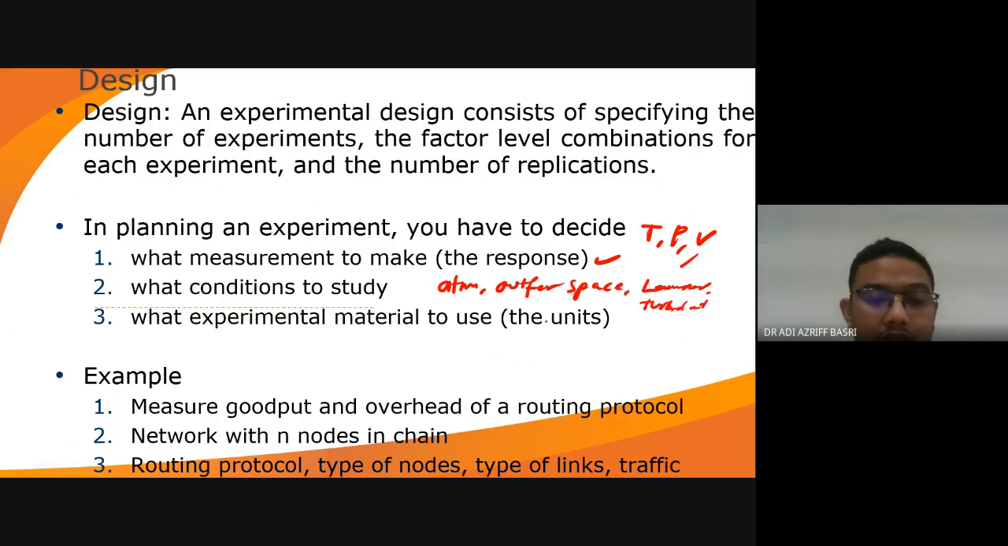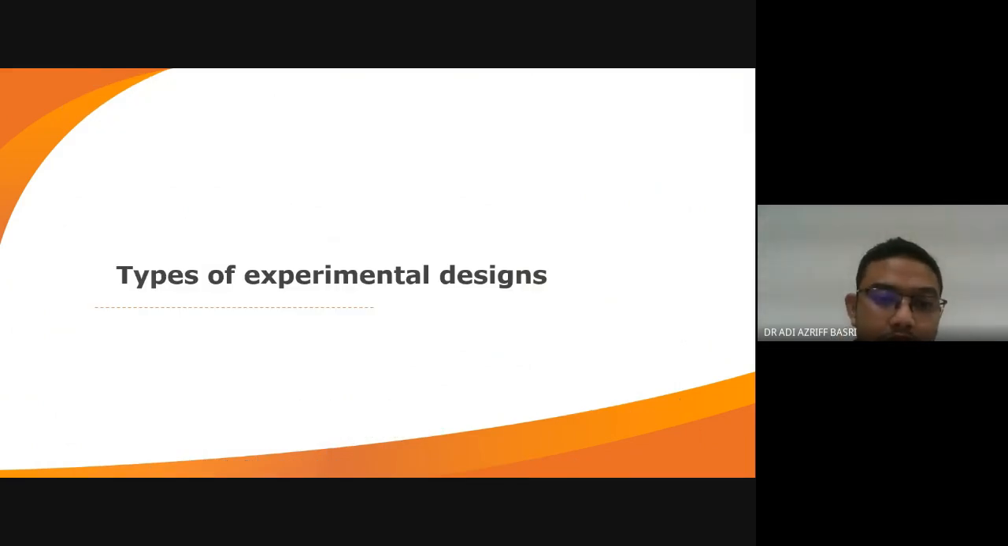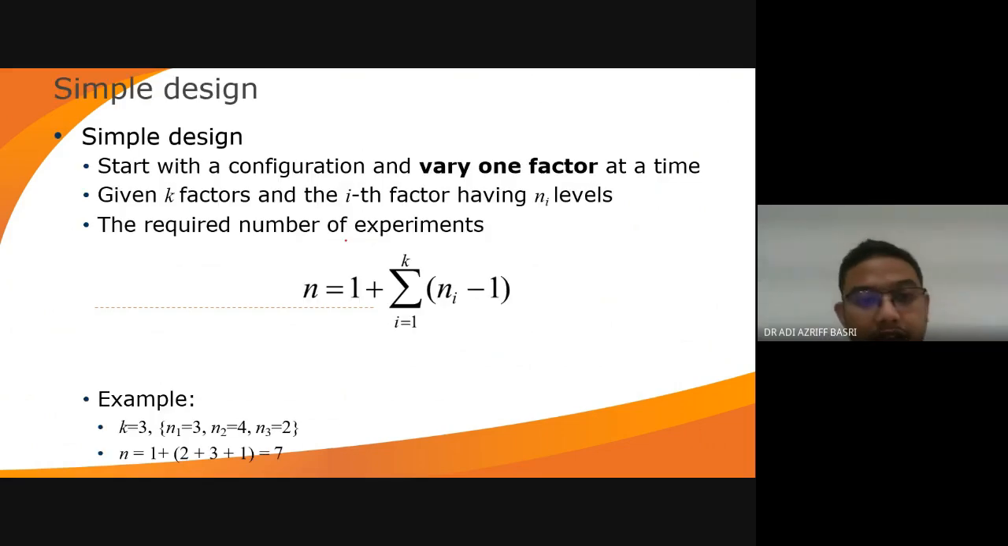Okay, so the third one is what experimental material to use, the units. The units, for example, pressure, Pascal, and the rest. Another example is to measure the throughput and overhead of a routing protocol: a network with nodes and links, routing protocol, type of nodes and links, and traffic. These are examples of designs, the types of experimental designs.